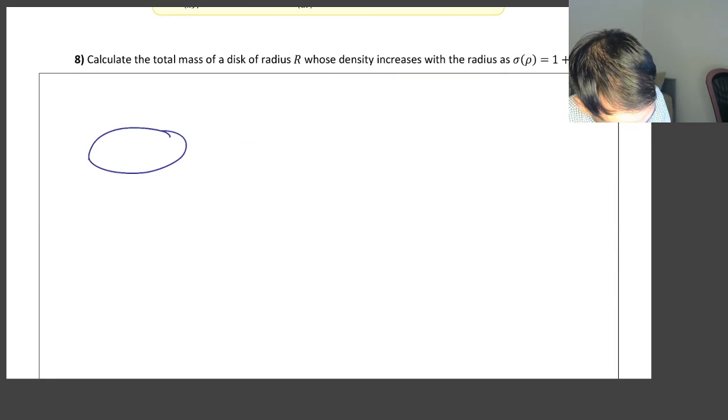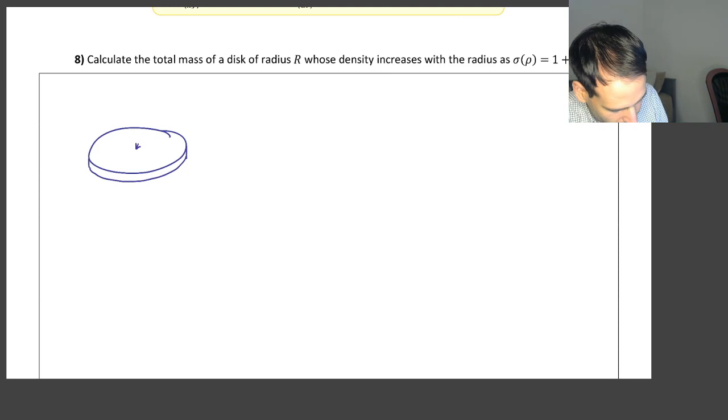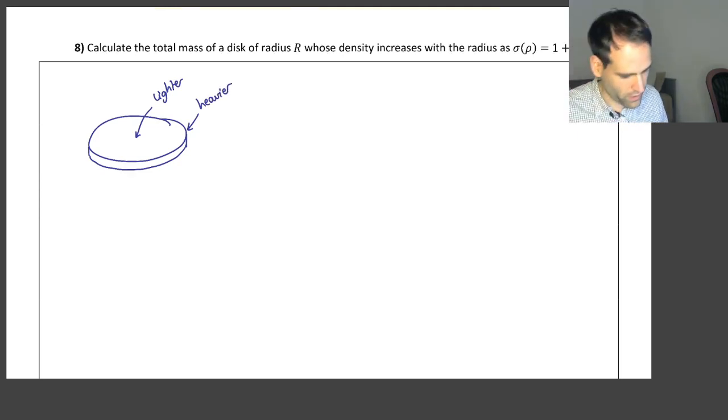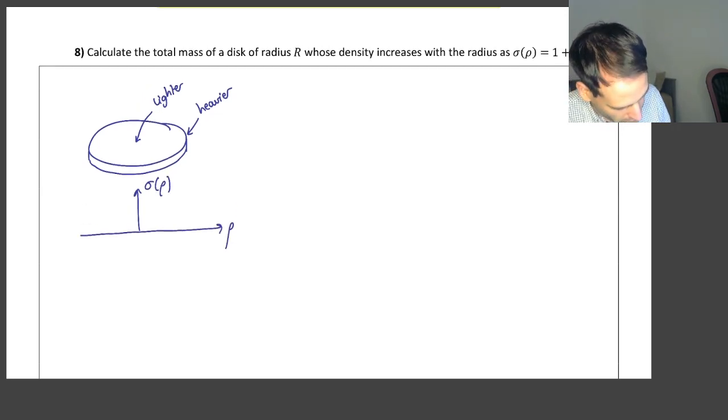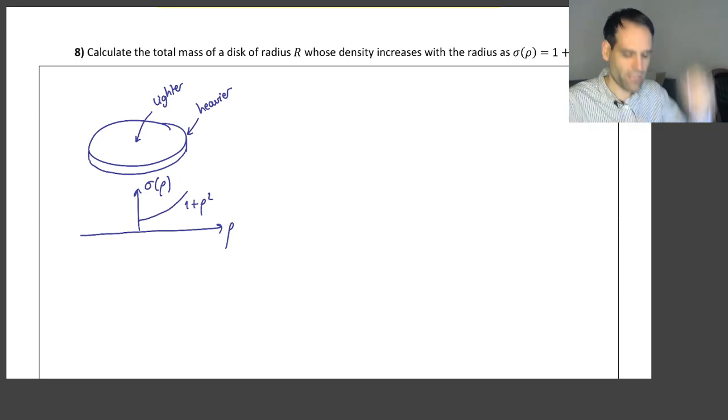Let's draw it in 3 dimensions. So we have a disk which is lighter in the center and it's heavier in the edge. Okay, and actually if we plot the density as a function of radius, so let me use the same notation, rho as a function of radius. Yeah, so this is increasing like a quadratic, 1 plus rho squared. So the density is higher on the edge, and this is changing in a continuous way.